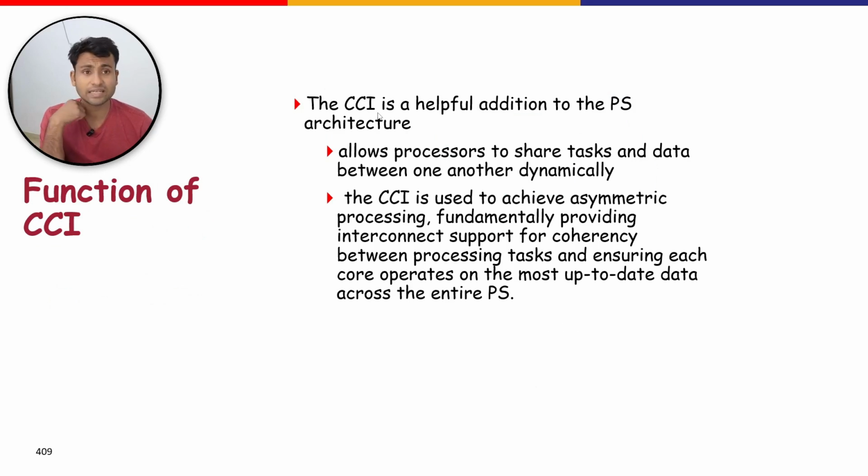So you can see again in this slide, it is summarized the utility of the cache coherency interconnect, which allows processors to share tasks and data between one another dynamically and is used to achieve asymmetric processing, which fundamentally provides interconnect support for coherency between the processing tasks and ensuring each core operates on the most up-to-date data across the entire PS.